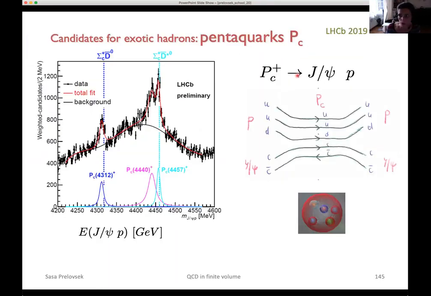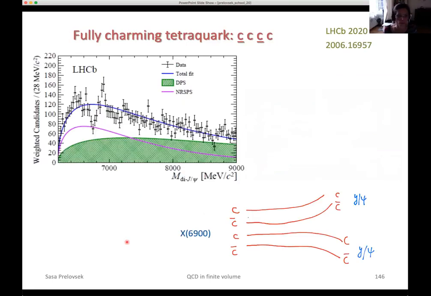Just a reminder, basically all discovered exotic hadrons are resonances, like the pentaquark Pc. It's a resonance, two peaks discovered in J/psi proton. So you need to do it with these techniques. We did one calculation in Tursa-Skerbis, and that's the only one on the market. Much more has to be done, especially to give any answers on exotic states, like the fully charmed tetraquark that was discovered this year by LHCb.